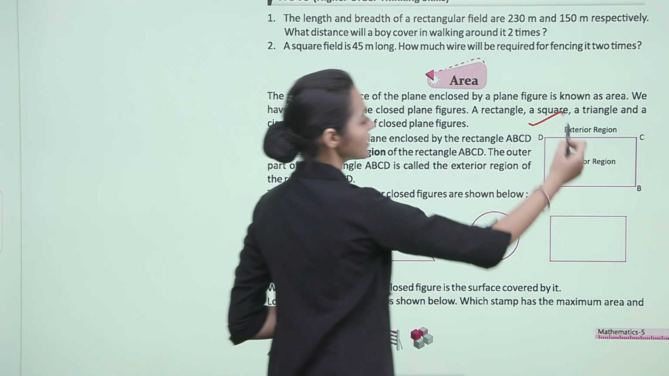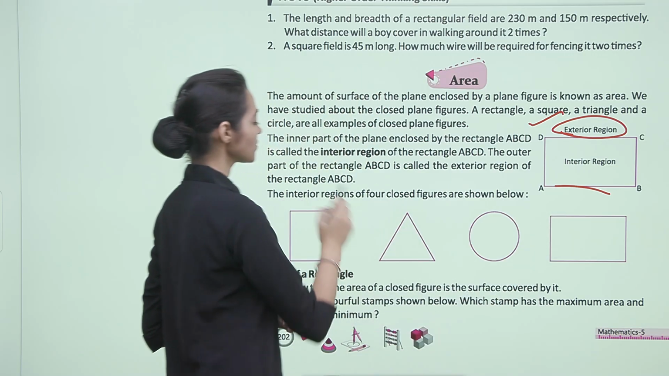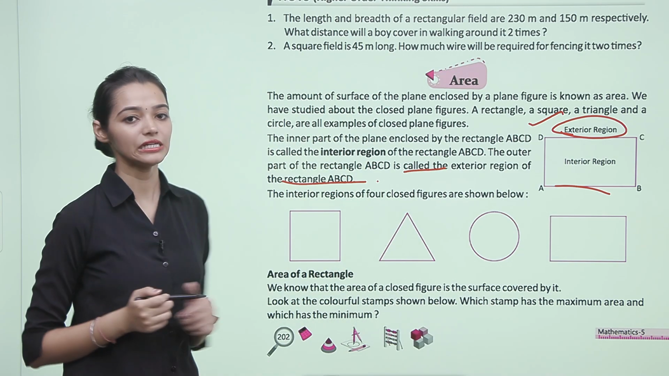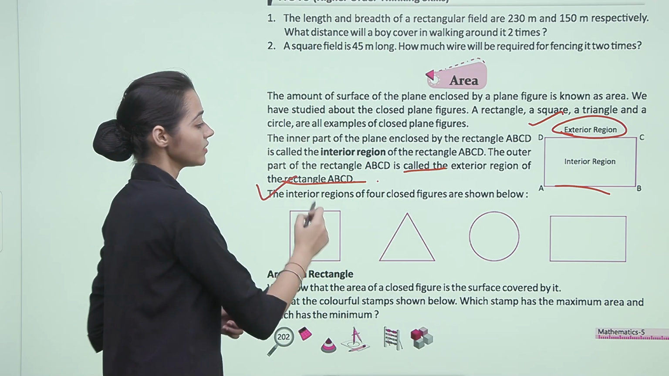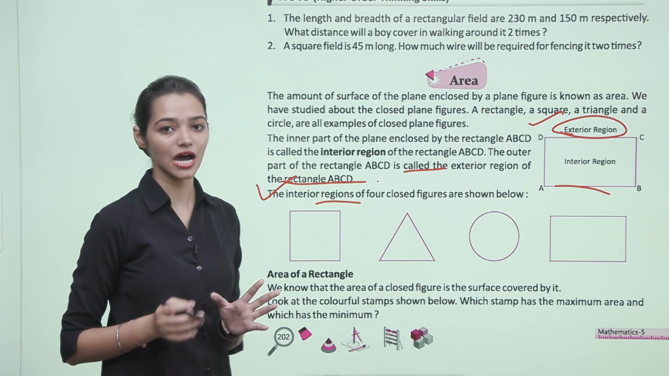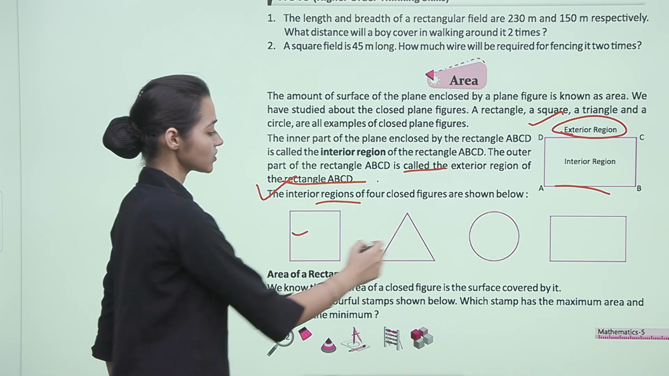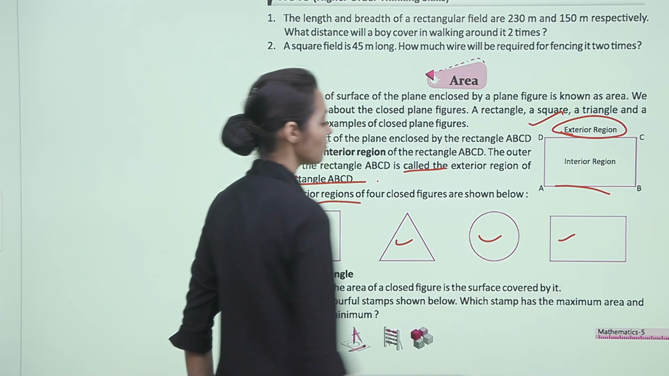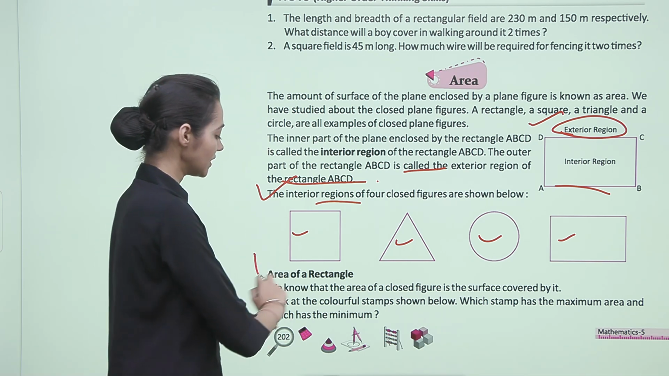Now here this is our exterior region and this is our interior region of the rectangle ABCD. Now the interior regions of four closed figures are shown below. Here is the interior region of all these figures. Now let's look at the area of a rectangle.